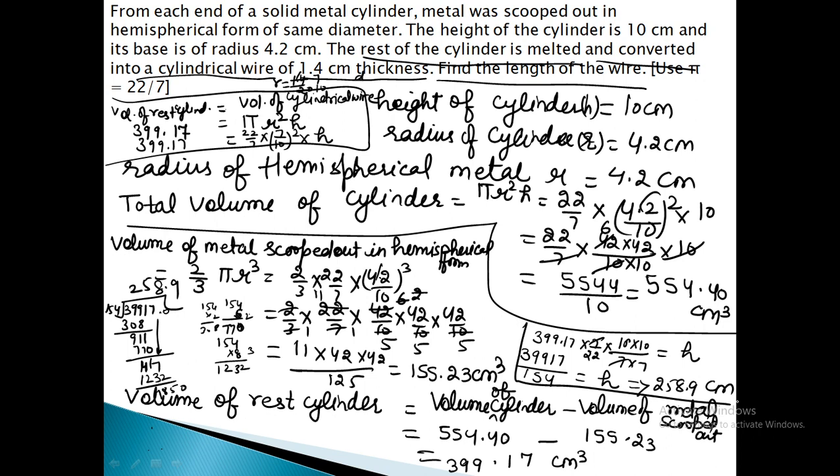After this you have to find the volume of the rest of the cylinder. The rest of the cylinder means the total volume of the cylinder minus the volume of metal scooped out in hemispherical form. Out of that we will find the length of wire. How do we calculate the length of wire? You write that the volume of the rest of the cylinder is equal to the volume of the cylindrical wire. On the left side we write the value we got for the volume of the rest of the cylinder, and on the right side we write the formula of the volume of the cylindrical wire, that is pi r square h. Here we will calculate the value of H after putting in all the given values, and we find the length of wire, that is 258.9 centimeter.